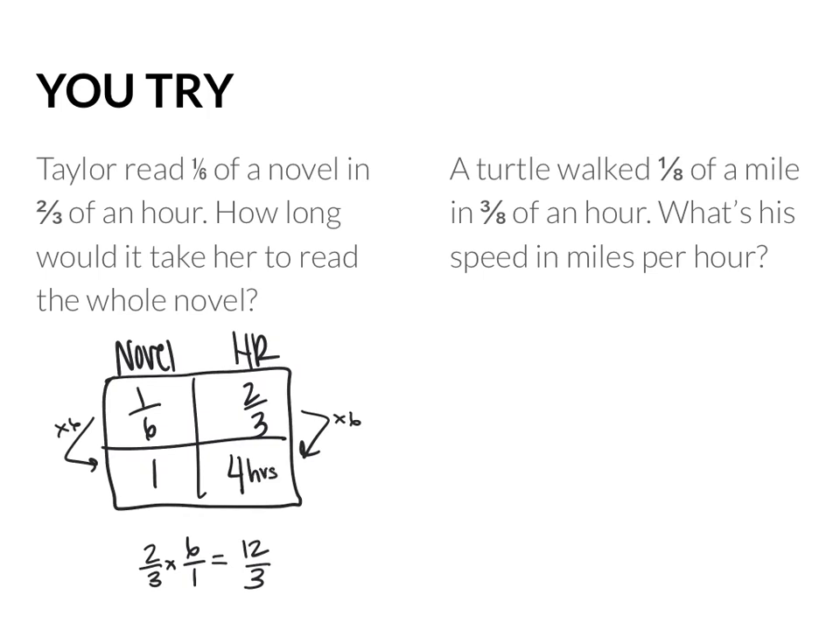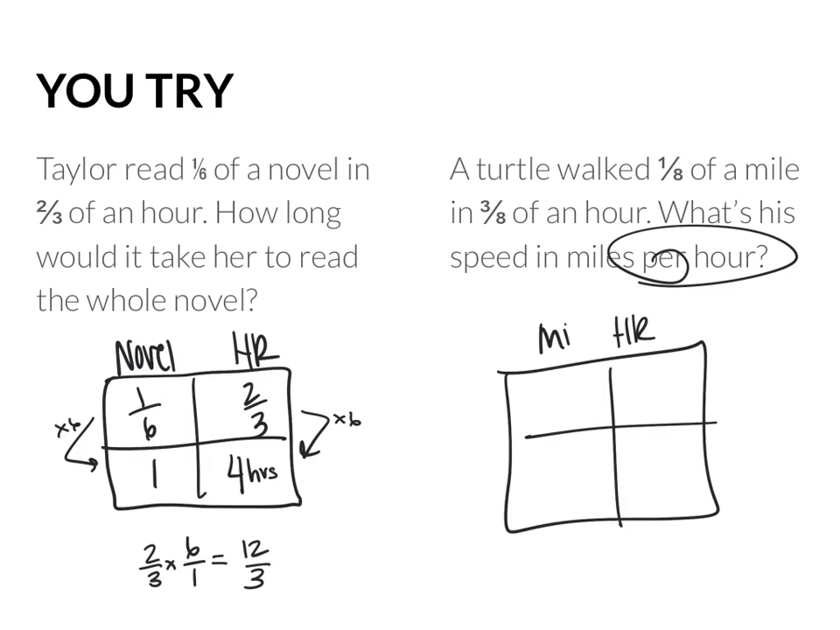For the turtle walking 1/8 of a mile in 3/8 of an hour, what's his speed in miles per hour? So that means hours is what we're trying to get to 1. So I set up my table and I'm comparing miles to hours. The turtle walked 1/8 of a mile in 3/8 of an hour. And remember, we're going to per hour, so we need 1 hour. So what I'm going to do is figure out how to get 3/8 to 1.